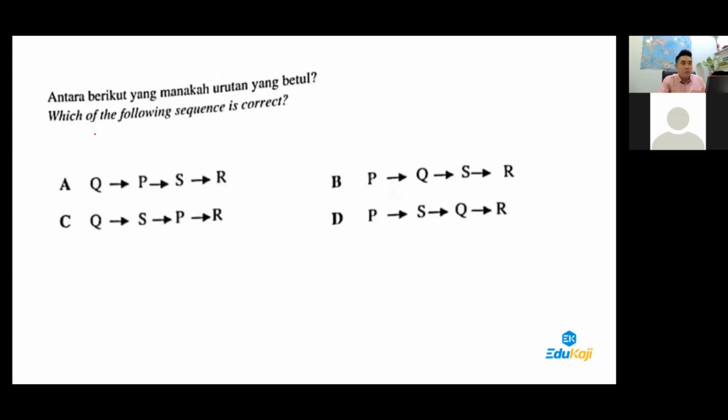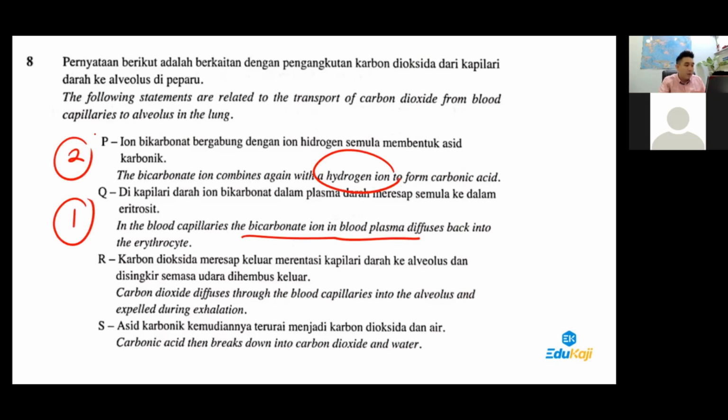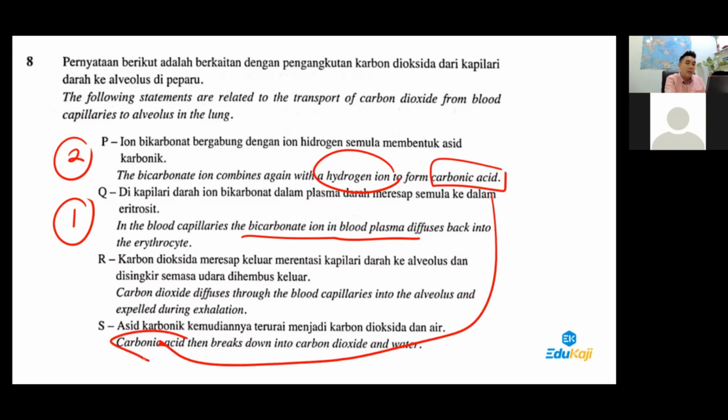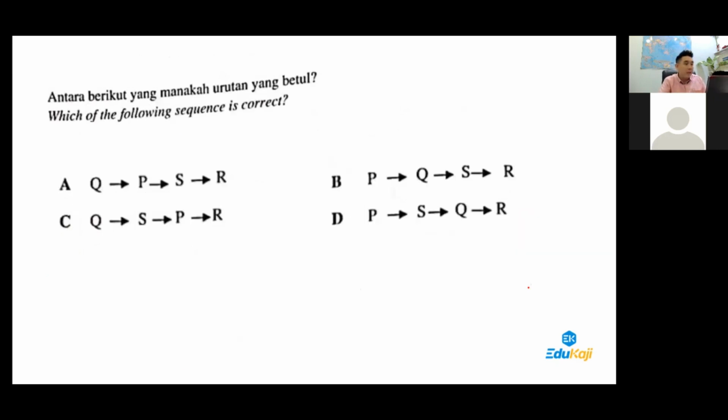Okay, actually I should put the answers together. Okay, never mind. Now, form carbonic acid. So guys, if you look at R and S, carbonic acid breaks down into carbon dioxide and water, and finally it's being exhaled. So we have Q, P, S, R. Guys, Q, P, S, R. Answer is A.